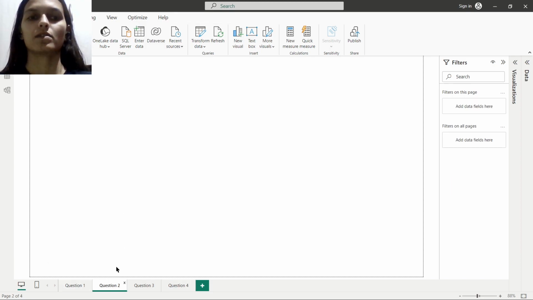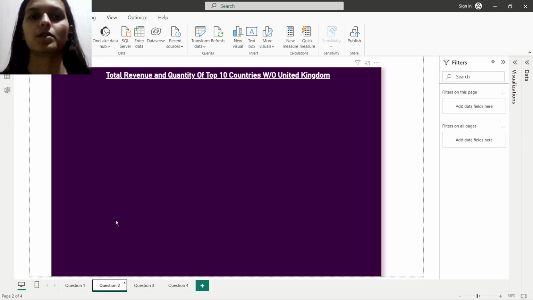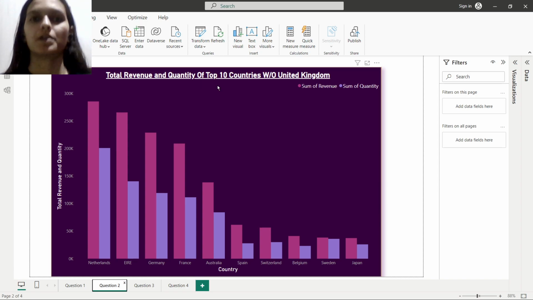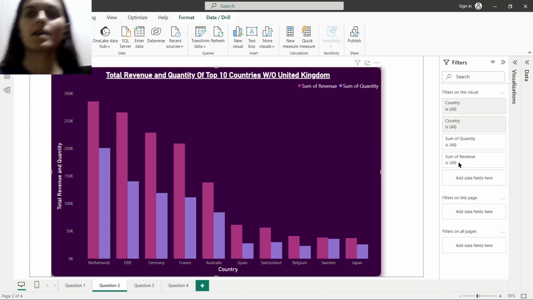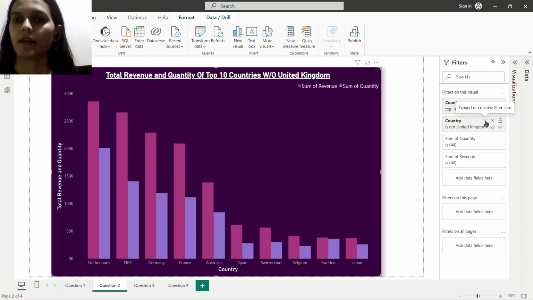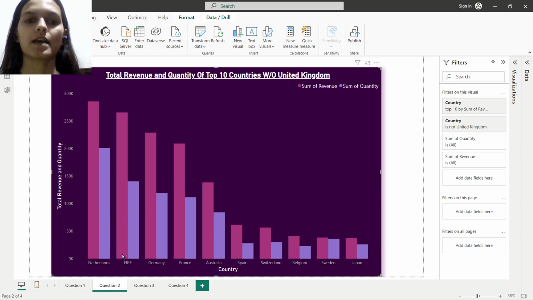The second question is the revenue and quantity of the top 10 countries without United Kingdom. So in this, I filtered from this data all countries except United Kingdom, and inserted the top 10 countries. It is noticed that Netherlands, Italy and Germany are the highest revenue countries, and the quantity according to it is shown as well in the side-by-side bar graph.